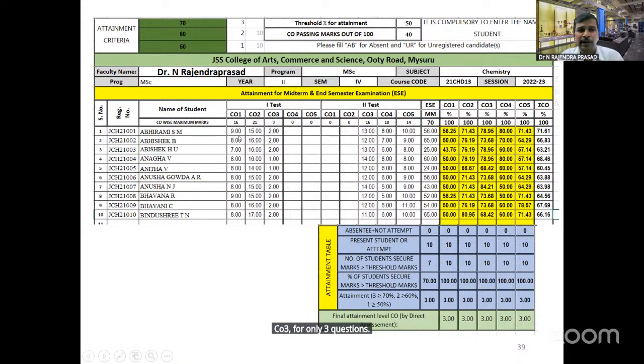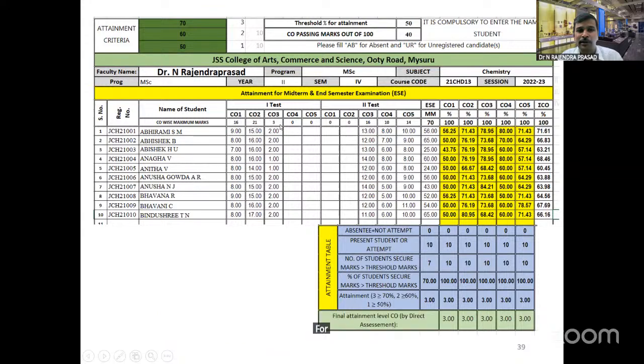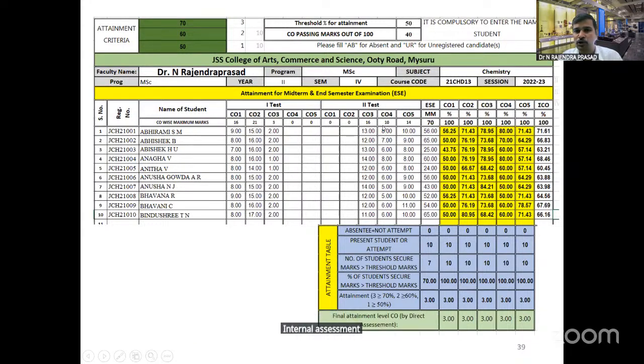Then each and every student, how many marks scored for 16, 9. Abhirami has scored 9 for 16. For 21, 15. For 3, 2. So each and every CO's marks have been secured by the student. Likewise, for all the students you enter. One part is over. Similarly, test 2. Internal assessment test marks also you tabulate like this.